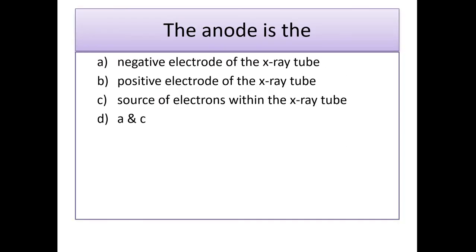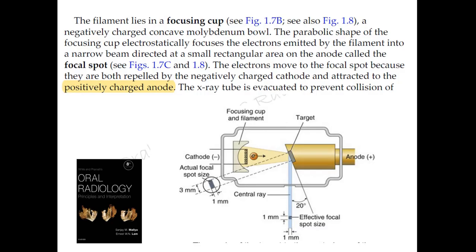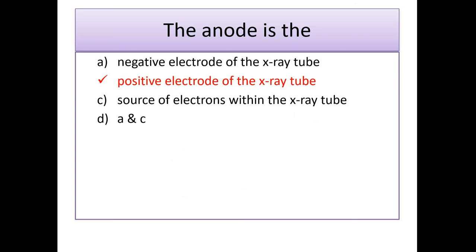Question number 5. The anode is the negative electrode of the X-ray tube, the positive electrode of the X-ray tube, the source of electrons within the X-ray tube, or both A and C. The X-ray tube consists of a negative cathode and a positive anode. Electrons are produced at the cathode and move towards the anode. Hence, the anode is positively charged. So the answer is: the anode is the positive electrode of the X-ray tube.